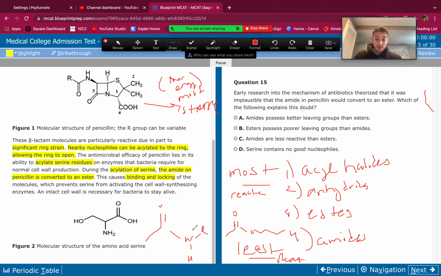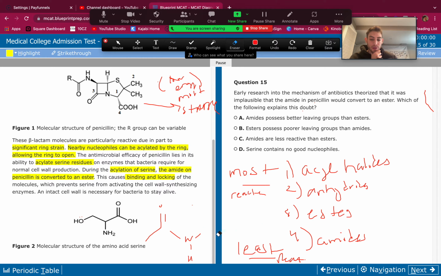Or you can also look at it this way. This guy has high energy. This guy also has high energy. Which one has more high energy? Which one does not want to be there at all? Remember, the one that has high energy, the one that is least stable, wants to leave to become more stable. Everything always wants to go to where it's most stable. I don't want to get into too much detail, but the ester is a better leaving group than the amide. Ester is more reactive than the amide. So an ester would want to leave more than an amide. Got it? Cool. Don't overcomplicate it.